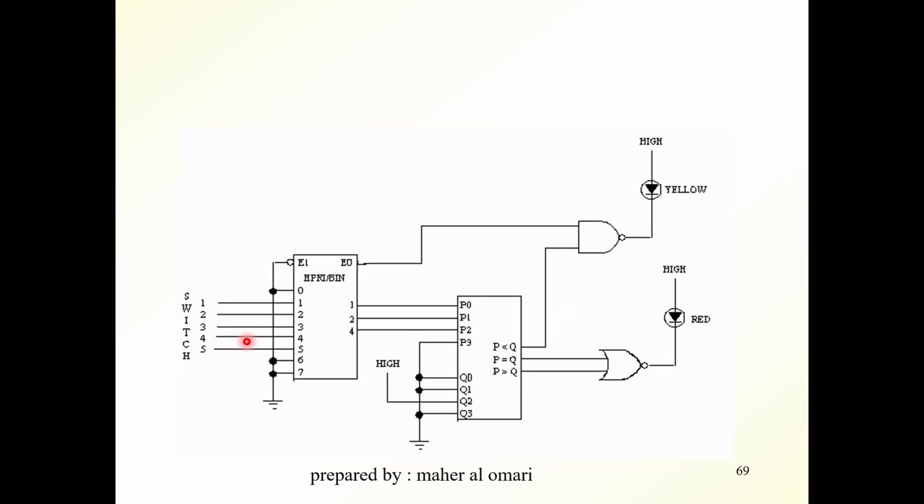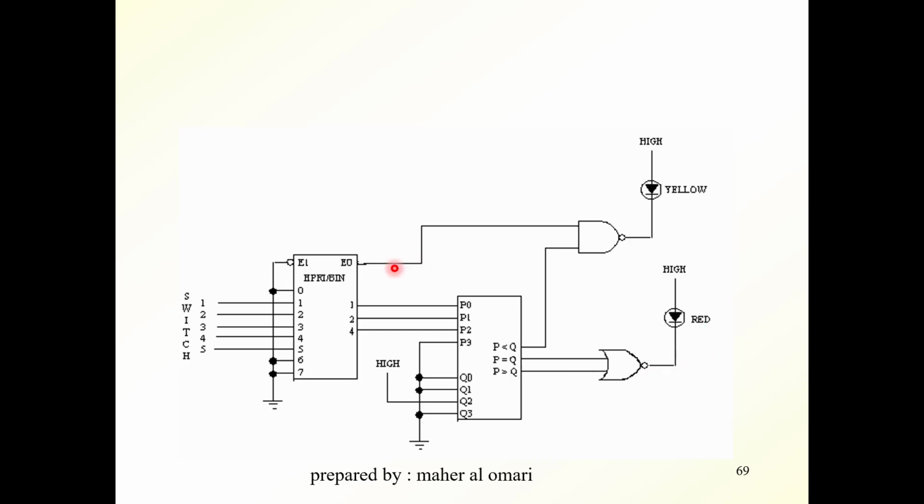Now, if switch 4 is active, what we will have here is 4, and 4 is equal to 4. So this output will come out to be 1, which will make this 0, which will make this light go on. The red light here will go on if switch 4 is active. Also, if switch 5 is active, that means P will be greater than Q, because this will be 5 and this will be 4, and this is the output that will be activated. It will be 1, which will make this output 0, which will make the red light turn on.